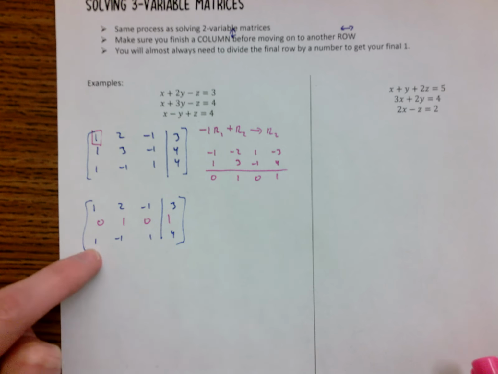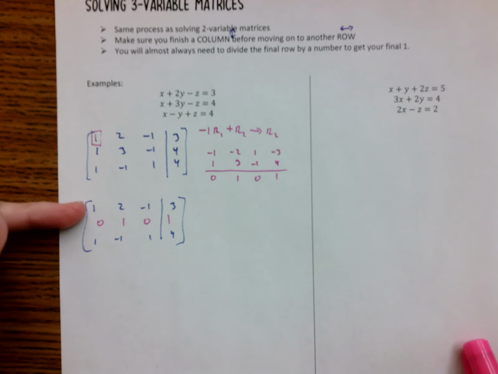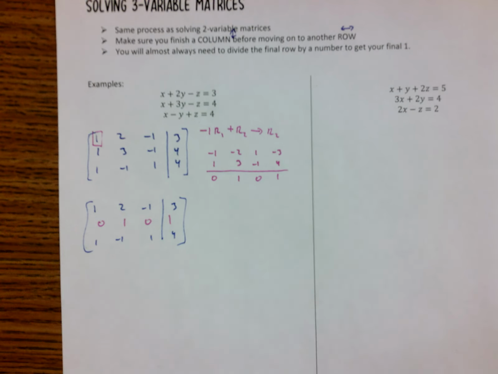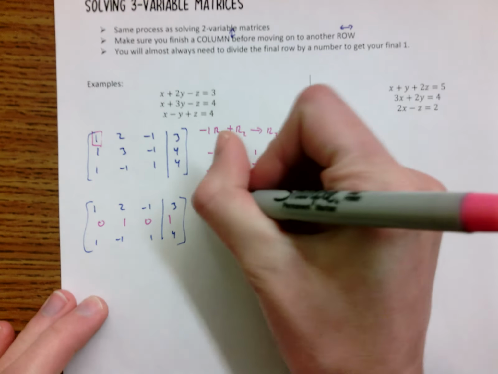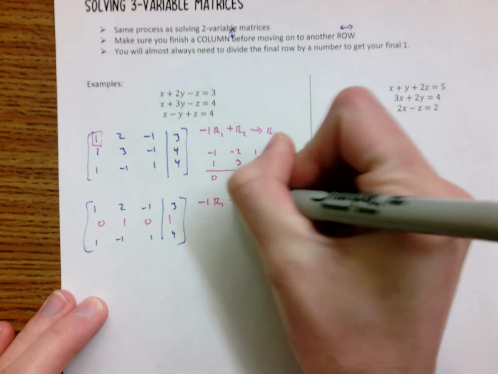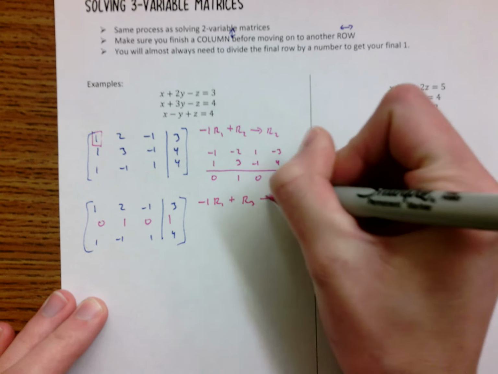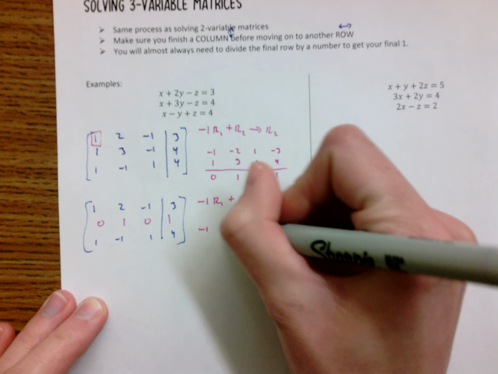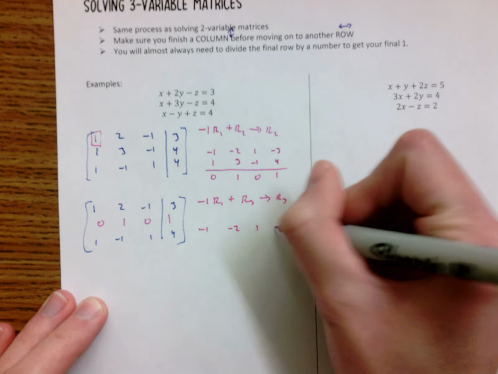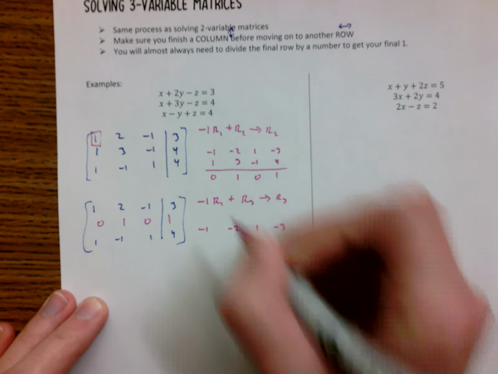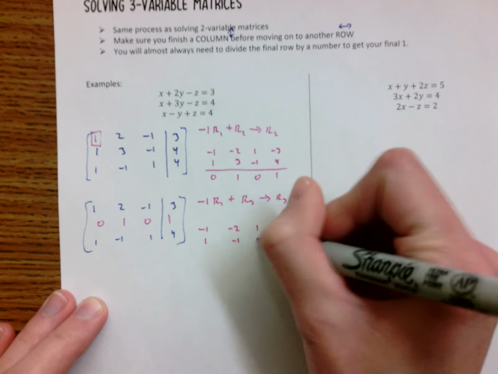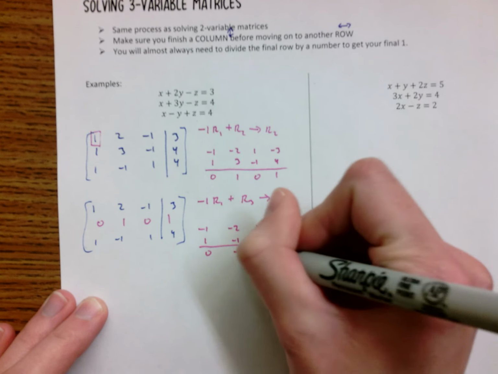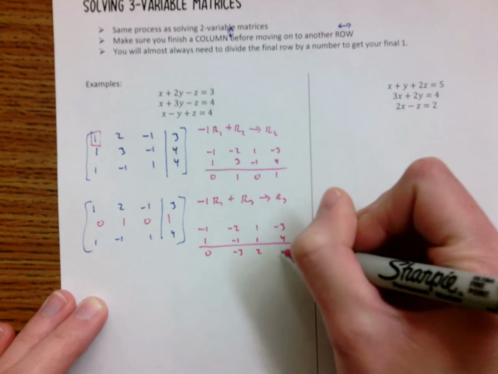To get rid of this one down here, I'm going to multiply the top row by the opposite of this number and then add them together. So I'm multiplying row 1 by negative 1, adding it to row 3, and putting my answer in row 3. Again, I'm going to do that work out to the side. There's negative 1 times the first row, and I'm copying the second row below it. So that's going to add to 0, negative 3, 2, and 1.